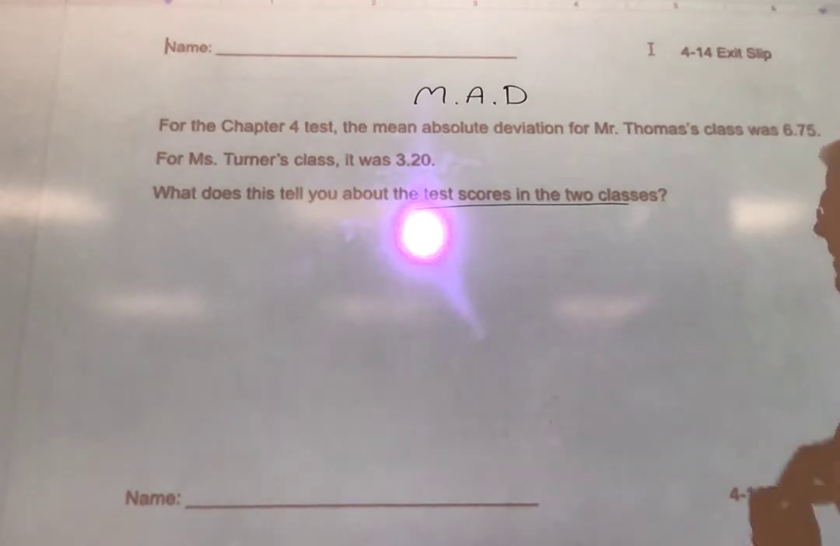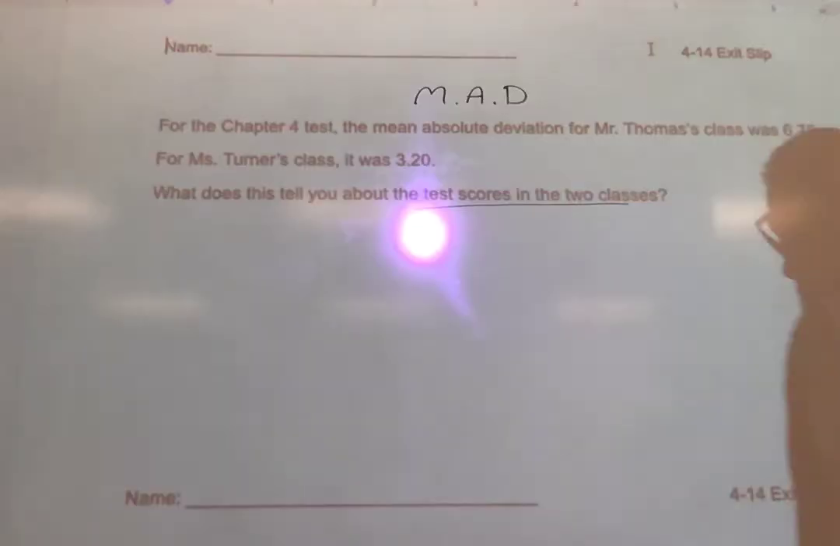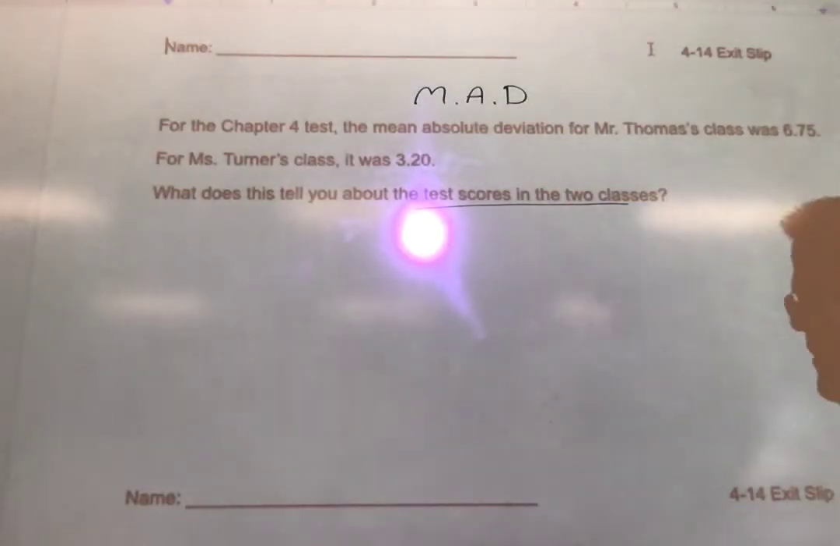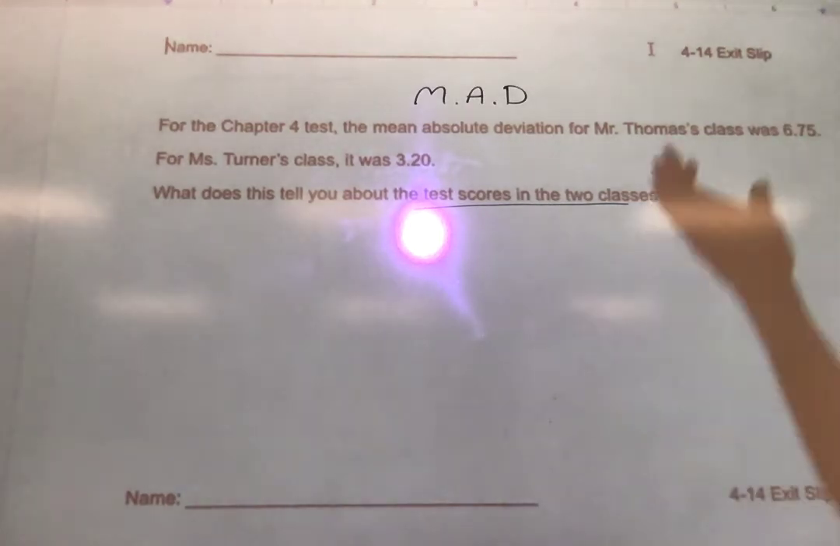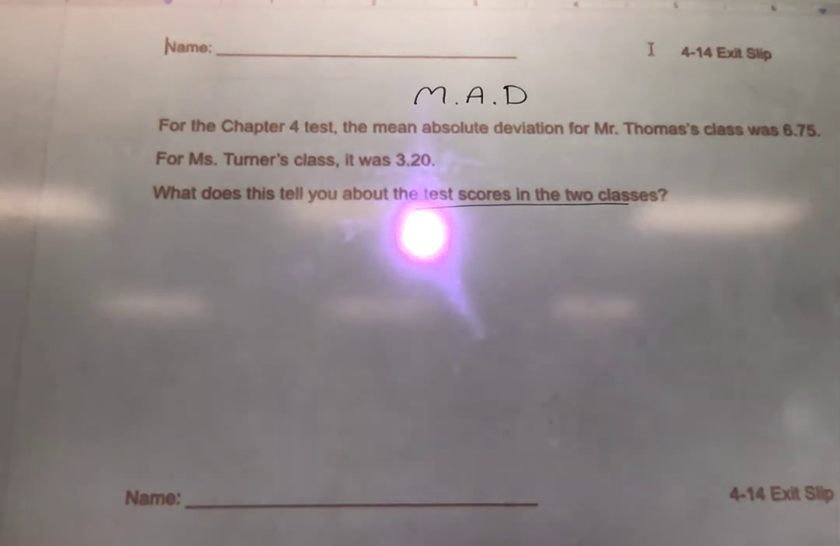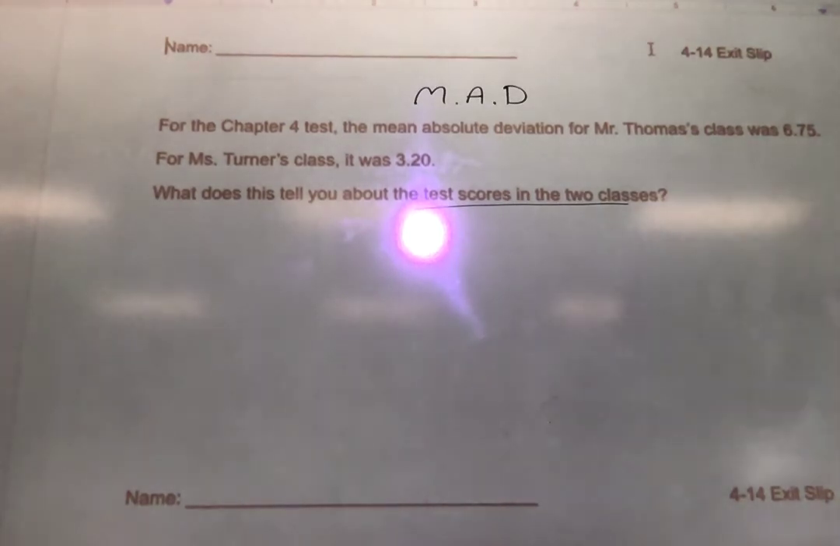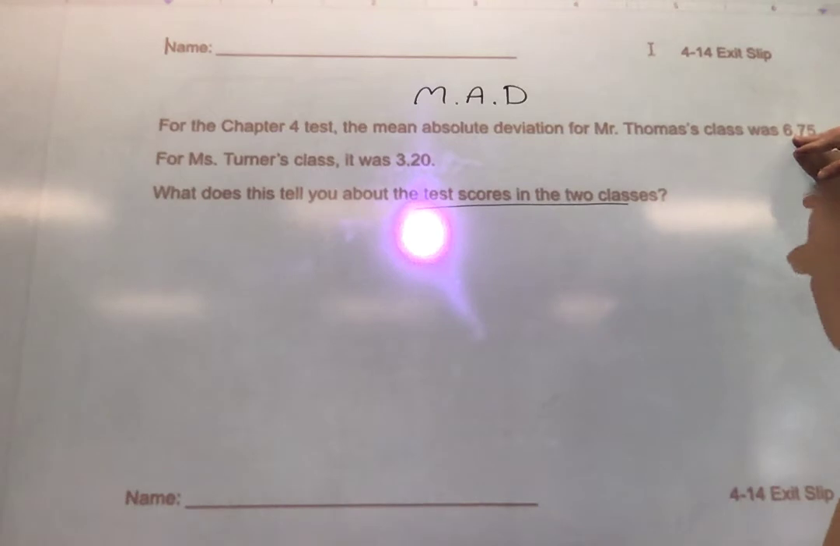Okay, guys, one thing we have to remember with mean absolute deviation, you're not going to be able to tell if Mr. Thomas's class or Miss Turner's class did better. All right, because we don't know if the deviations were on the good side away from the class average, like you had a lot of high ones that deviated away from a lower class average, or if you had a high class average and some kids did lower and deviated away from it. So you don't know, if it's high, that doesn't mean it's better or worse.